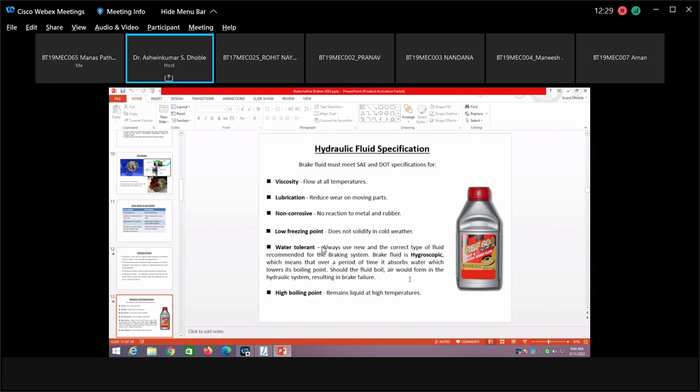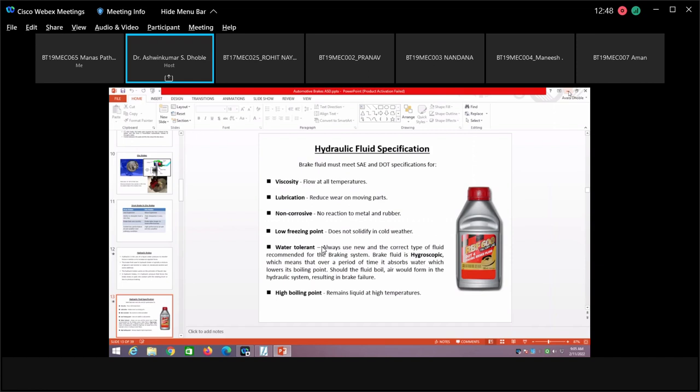the brake pressure which is applied by the driver may not get transferred uniformly. And then a high boiling point means it remains liquid at high temperature. That means there should not be any dip in the boiling point temperature. So this is the idea on which the hydraulic fluid should work.